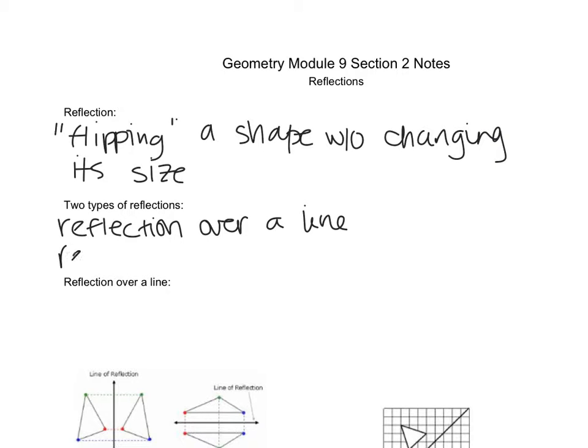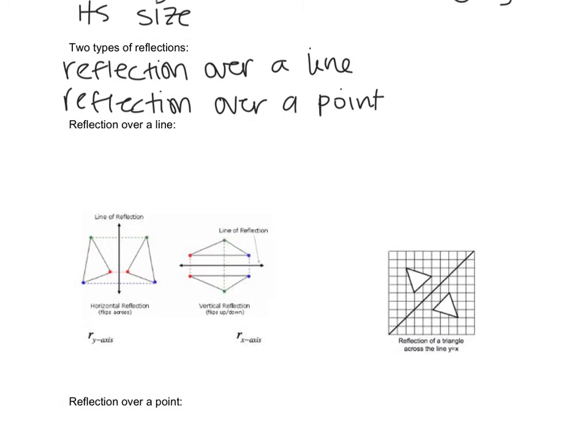And the second one being a reflection over a point. When we talk about a reflection over a line, we're talking about three different lines. We are either going to reflect over the x-axis, which is the line y equals 0, the y-axis, which is the line x equals 0, or the line y equals x.